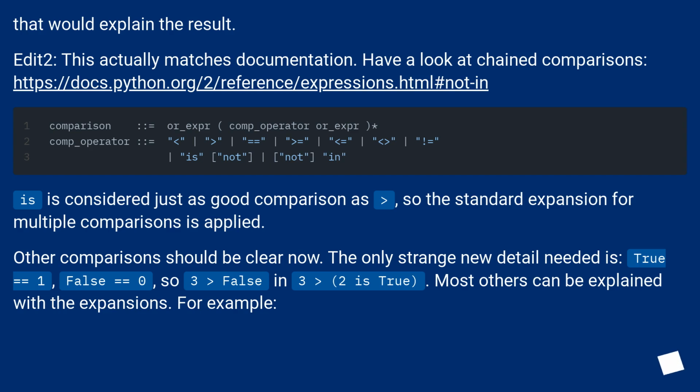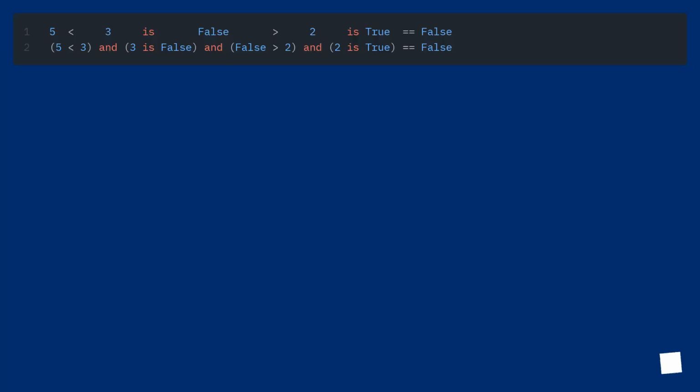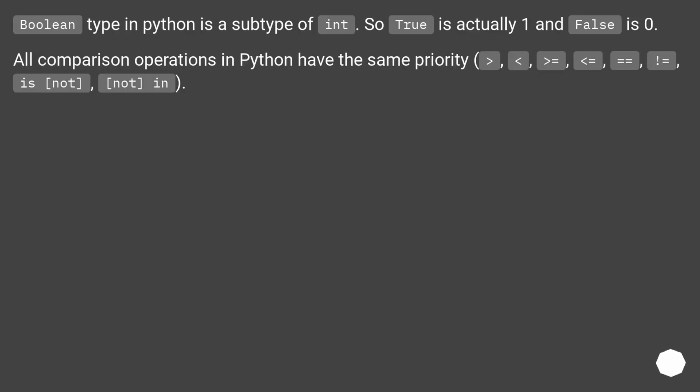For example, the Boolean type in Python is a subtype of int. So True is actually 1 and False is 0. All comparison operations in Python have the same priority: equals, not equal, is, is not, in.